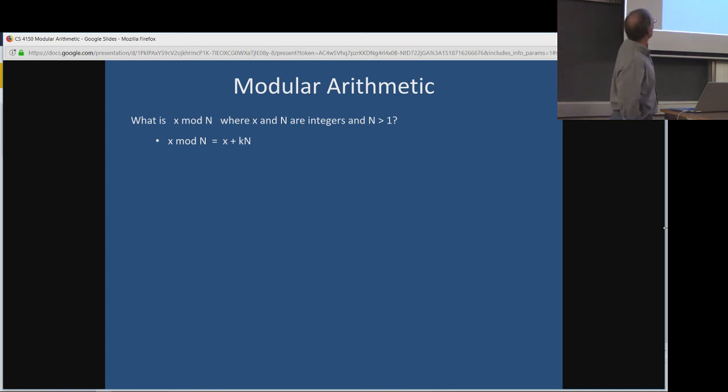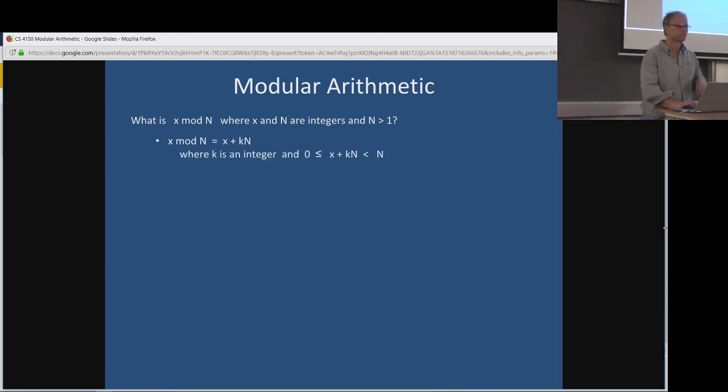So if x is 8 and n is 3, and so 8 mod 3 is 2, what k are we talking about? What k will make x plus kn equal to it? Yeah. Zero? No, because your remainder is 0. If x is 8 and n is 3, x mod 3 is 2. 2 is not equal to 8 plus 0 times n. It's 8 plus negative 2 times 3 in that case.